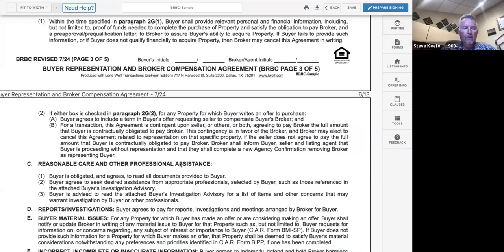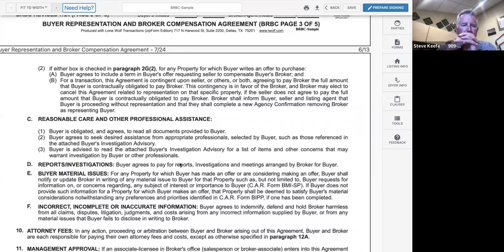Paragraph C, reasonable care and other professional assistance. Buyer is obligated and agrees to read all documents. Buyer agrees to seek desired assistance from appropriate professionals, accountants, whoever they need, including an attorney. Buyer is advised to read the attached buyer investigation advisory for a list of items and concerns. So again, just providing the buyer with some instructions on things they need to be doing, things they need to be responsible for.